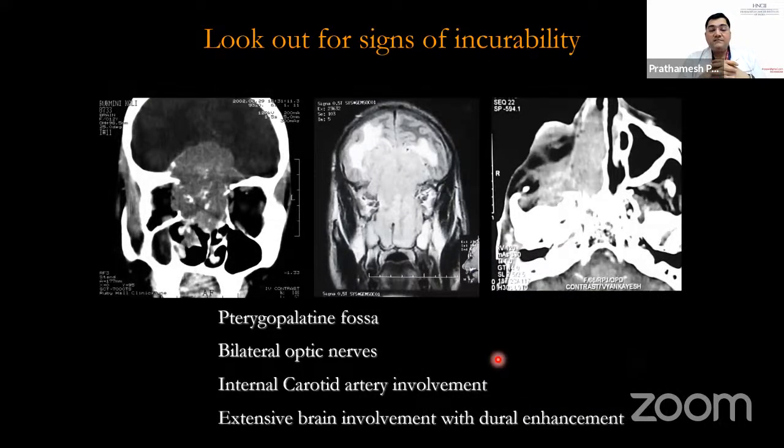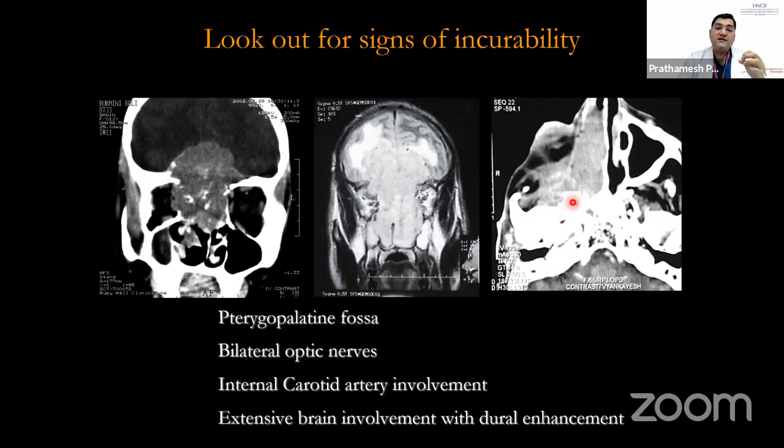Finally, you need to look at the incurable lesions. When there is gross intracranial spread, when there's involvement of both orbits, involvement of the internal carotid artery, involvement of the cavernous sinus, extensive involvement of the pterygopalatine region. You can see in this case, the entire pterygopalatine area is involved. Now, these are potentially incurable. They're not borderline resectable or resectable lesions.